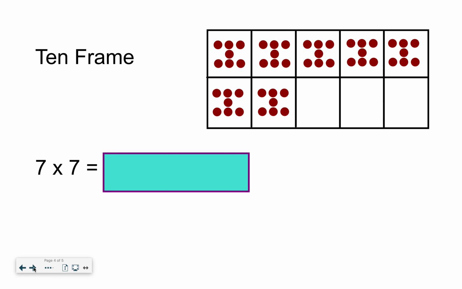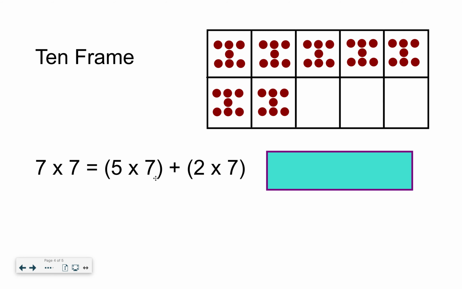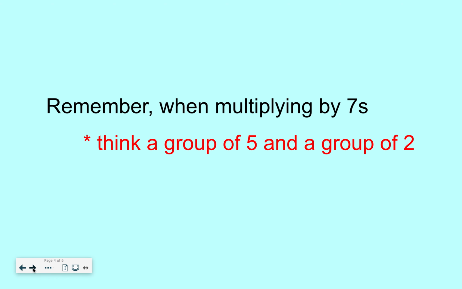So in our last example, I have 7 times 7. I have no choice but to use the 7 strategy. So again, I'm going to think of that as 5 groups of 7 plus 2 groups of 7. So 5 groups of 7 is 35. 2 groups of 7 is 14. And when I add 35 and 14, I can have my final answer of 49.